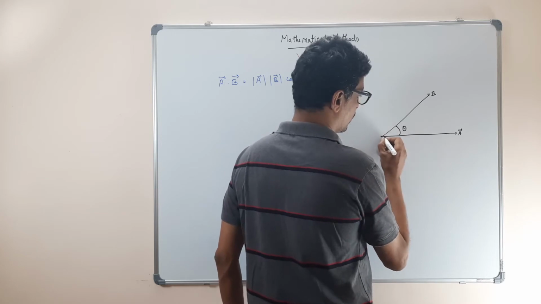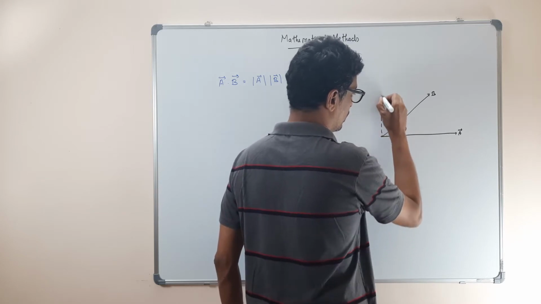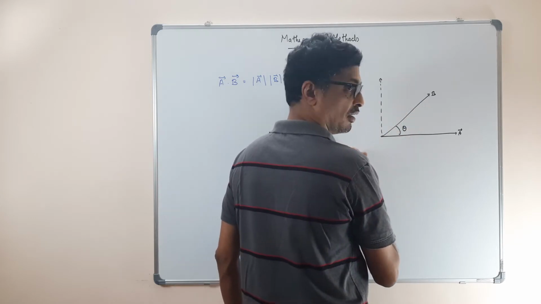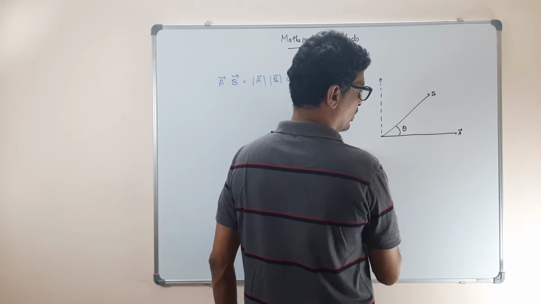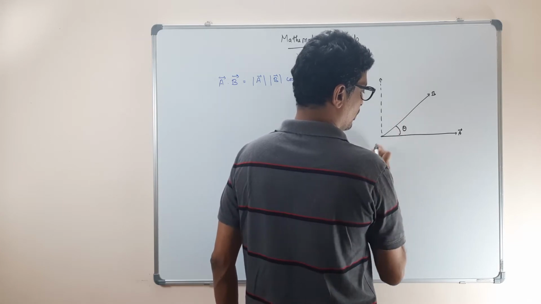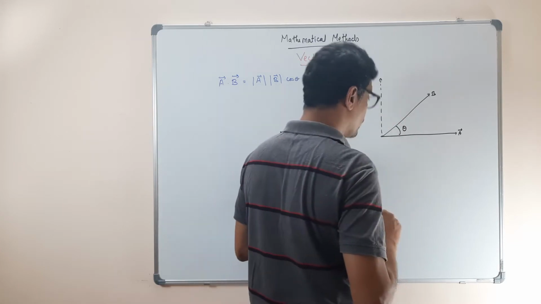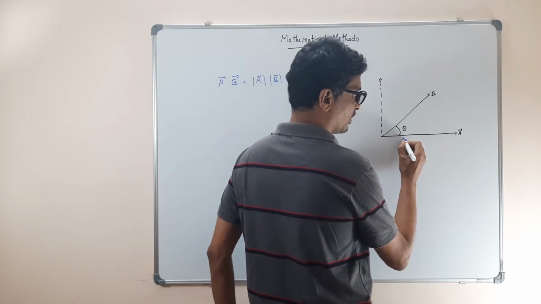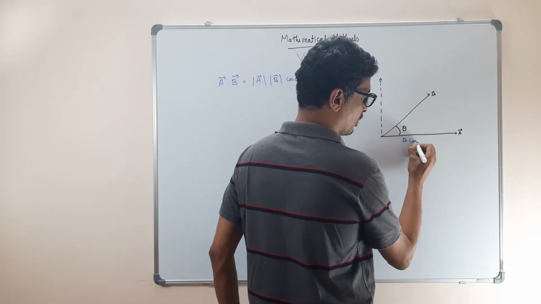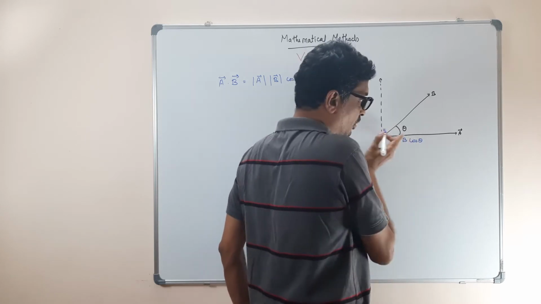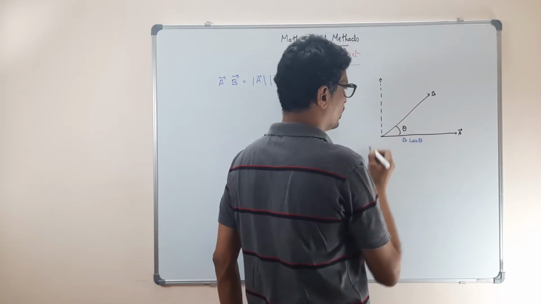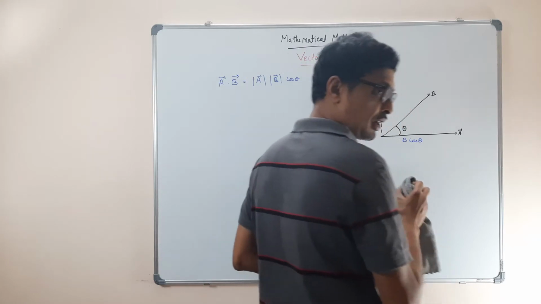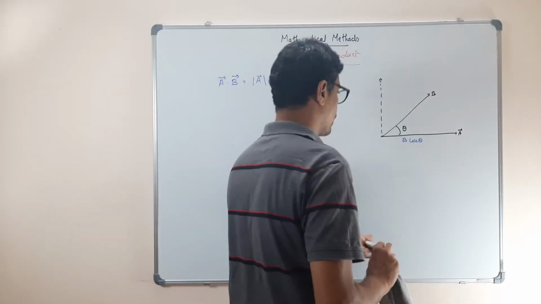Correct? Can you tell what is the component of b perpendicular to a? What is the component of b here? That is b cos theta along a. And along the perpendicular, that is b sin theta. Yes, b sin theta. You remember resolving the vectors? We saw that. How do you resolve a vector?